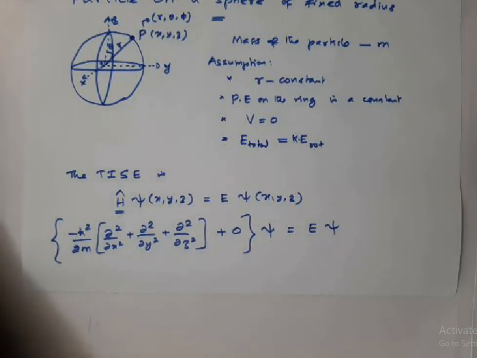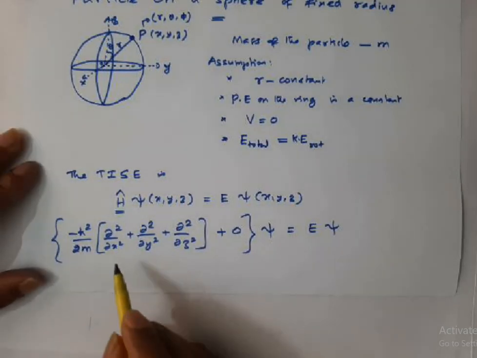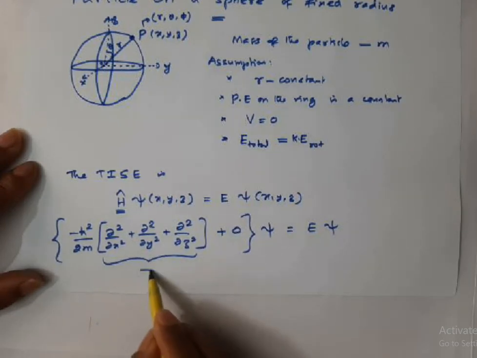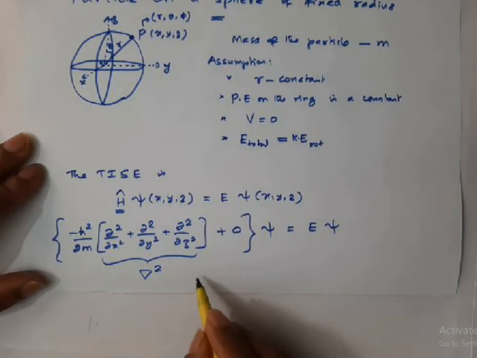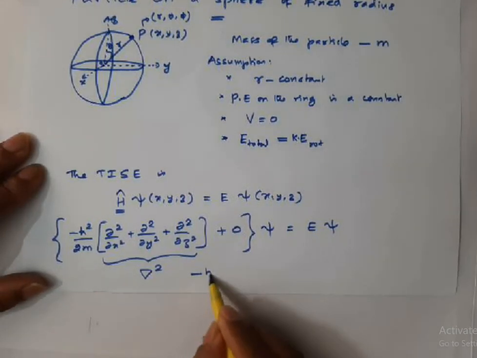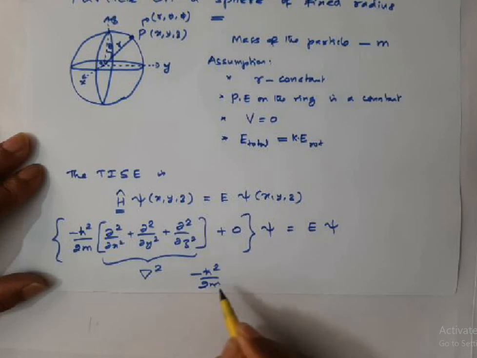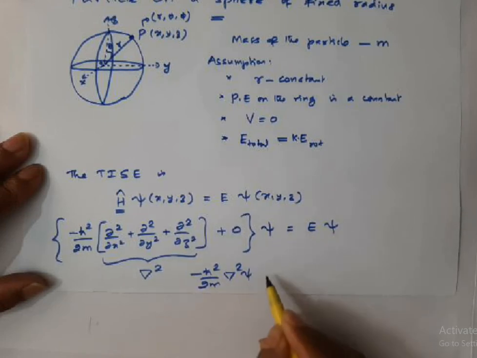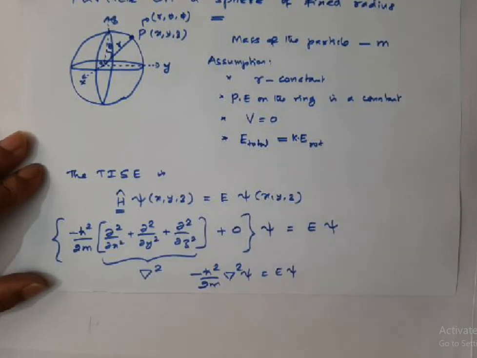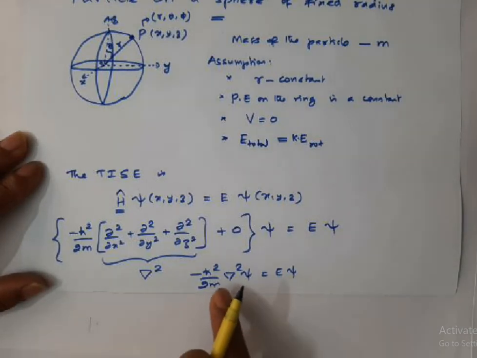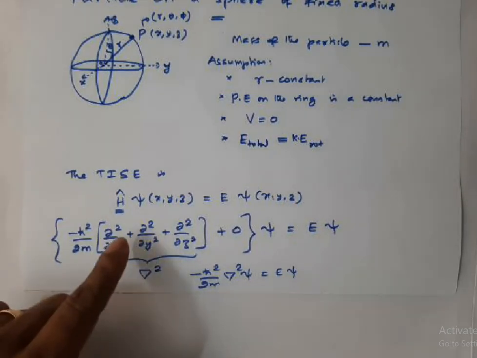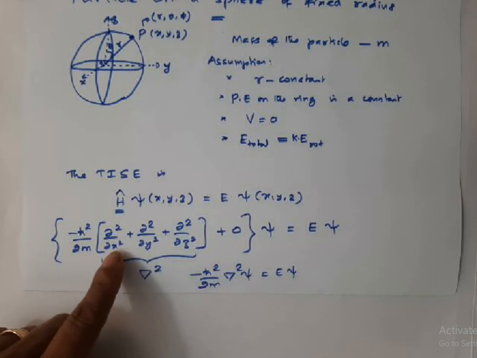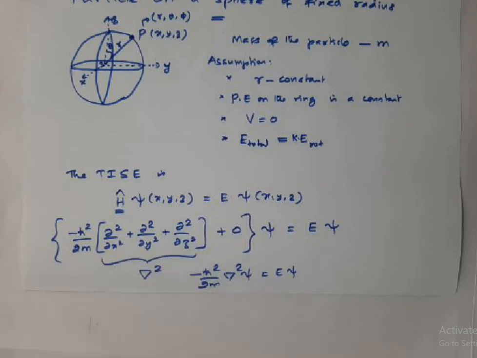Now, this is nothing but the Laplacian operator del square. So you can also write this expression simply as minus h bar square by 2m into del square psi equal to E psi. Now see, this del square is in Cartesian coordinates, with x, y, and z operators.